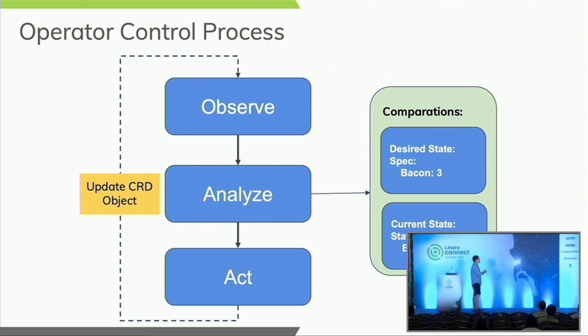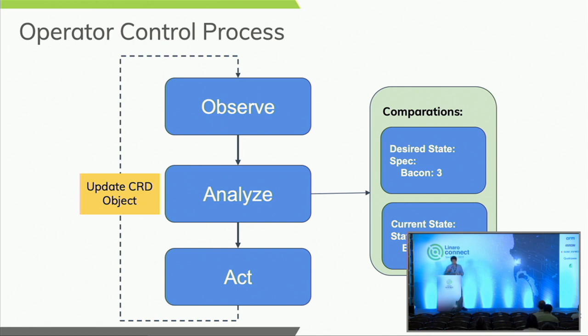For example, the CRD file has been defined with 3 parts. First is metadata information about the CRD, the name, the label, and other things. The second is the spec. The spec is what we want to do. It is the desired state for this CRD. For example, I have defined that I want 3 pieces of bacon, and the third part is the current state. For example, the current status right now is I just have 1 bacon. So after analysis, I found that I need to produce another 2.